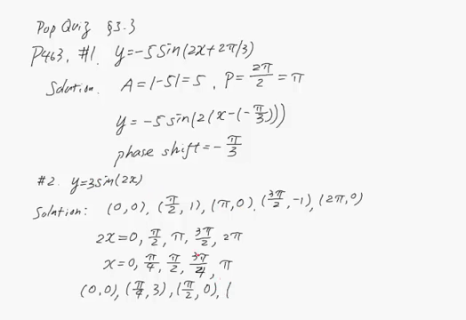And when x is equal to 3 pi over 4, 2x is equal to 3 pi over 2. Sine of 3 pi over 2 is equal to negative 1. Negative 1 times 3, you get negative 3. And when x is equal to pi, 2x is equal to 2 pi. Sine of 2 pi is equal to 0, and 0 times 3 equals 0. So in this way, we get these 5 key points.